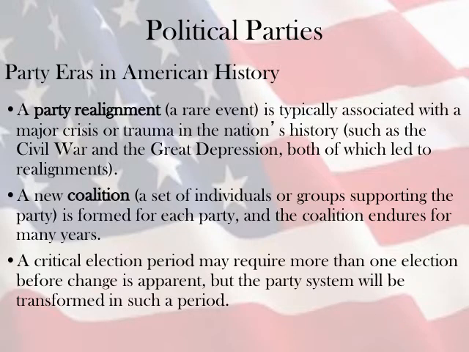Now, a party realignment is a rare event. It's typically associated with major crises or trauma in the nation's history, such as the Civil War and the Great Depression, both of which led to realignments. A new coalition, a set of individuals or groups supporting the party, is formed, and the coalition endures for many years. A critical election period may require more than one election before change is apparent, but the party system will be transformed in such a period.